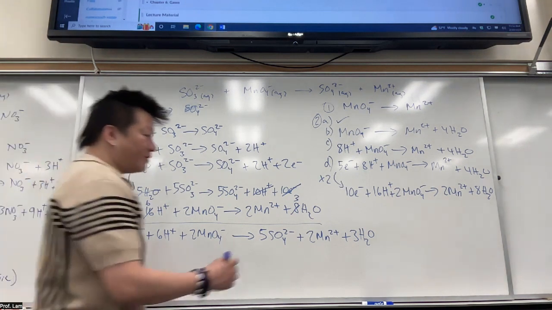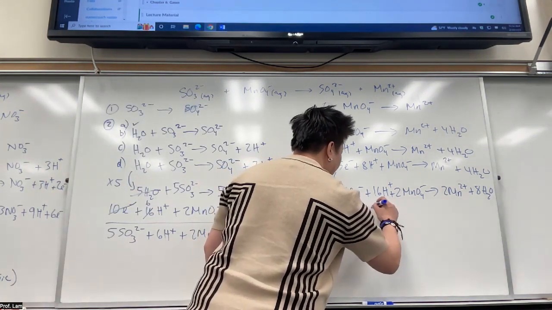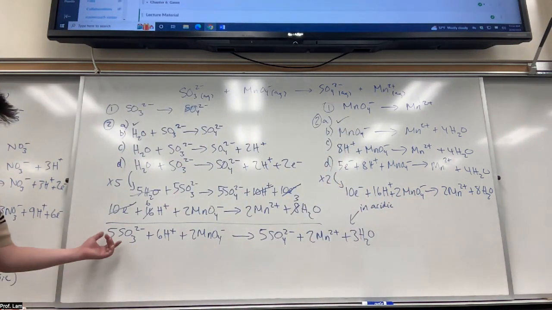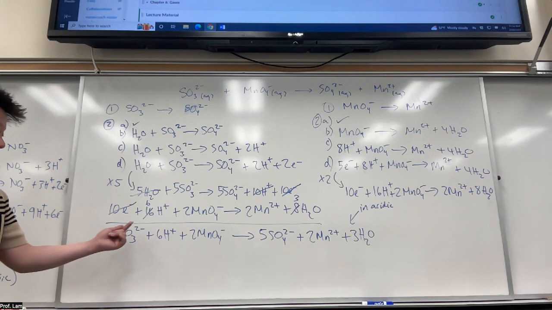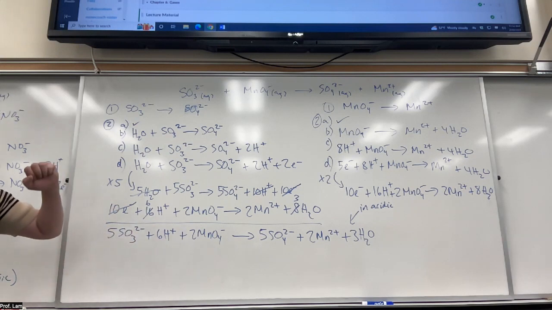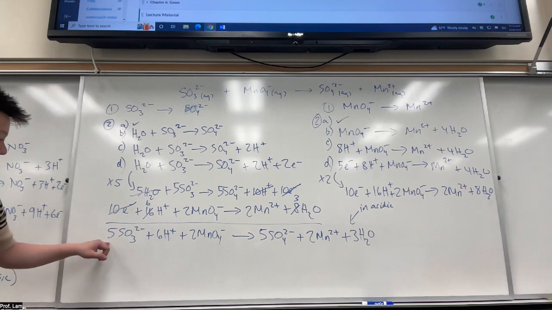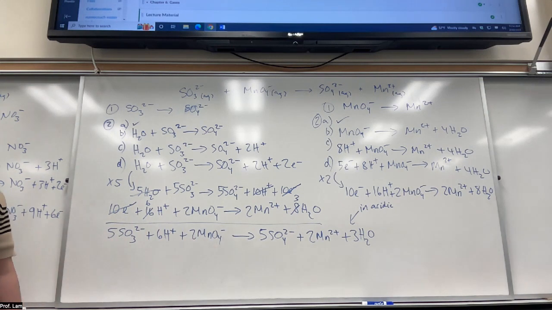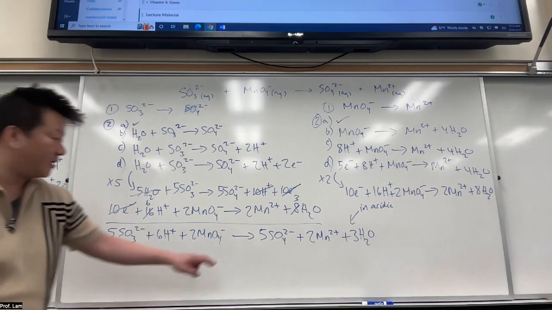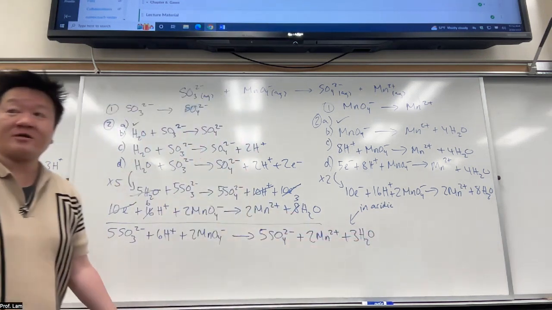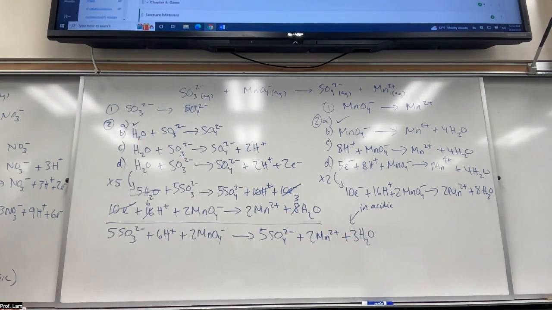Okay. So this would be an acidic. If it prompts you acidic, you stop here, right? And you just check everything. How many sulfurs on each side, guys? 5. Okay. How many oxygens? 15 plus 8, 23. Okay. And here, 5 times 4 is 20, and that's a 3. So 23 oxygens on each side. How many hydrogens on each side?